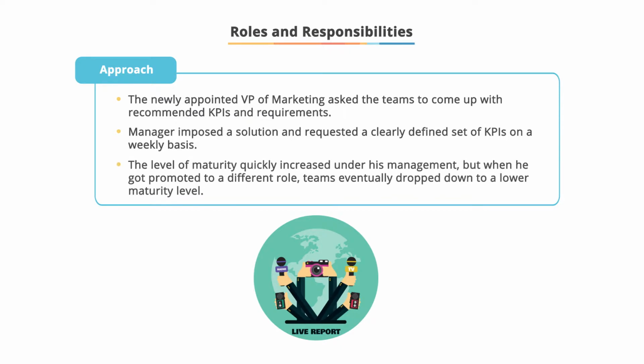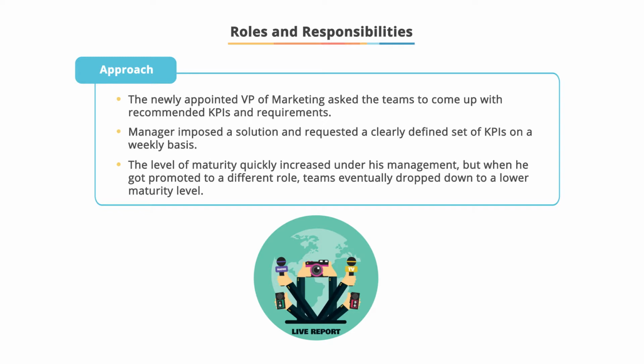The level of maturity quickly increased under his management, but when he got promoted to a different role in the organization, teams eventually dropped down to a lower level of maturity. They had lost their executive sponsor, their champion. As we see in this example, the concept of global versus local is a matter of scale. In fact, we should talk about centralized versus decentralized approach.